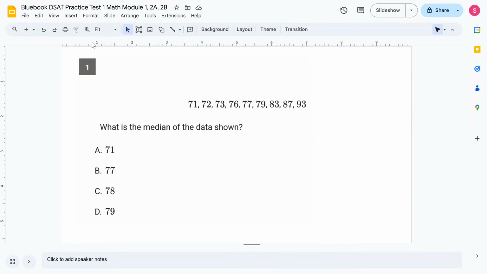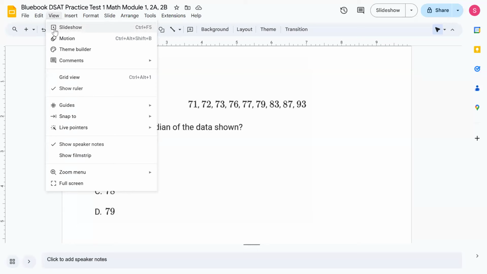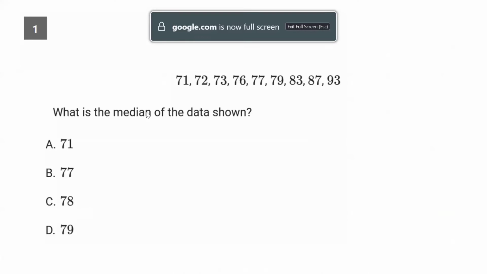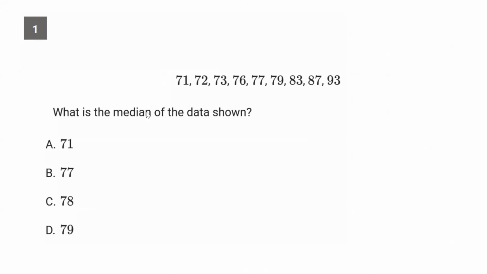Okay, so now we're going on to the next section. And we're going to do practice test, same practice test, Bluebook 1, but now it's module 2A, which is the easier module that some people get sorted into. And we'll work through these, and then we'll do module 2B, which is the harder one. So what is the median of the data shown? So median is middle number, right?